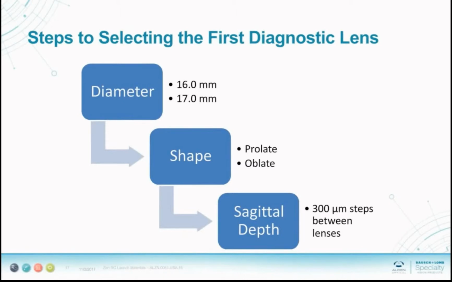When selecting the first diagnostic lens, you must first determine the diameter, shape, and beginning sagittal depth. Remember, there are 300 micron differences in sagittal height between each diagnostic lens in a row.